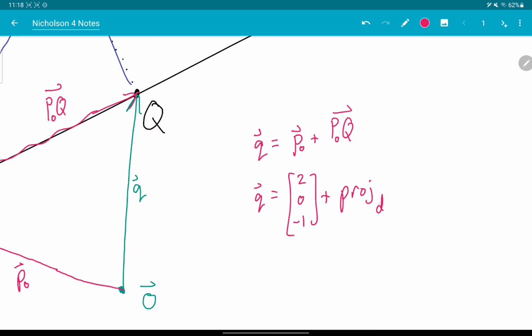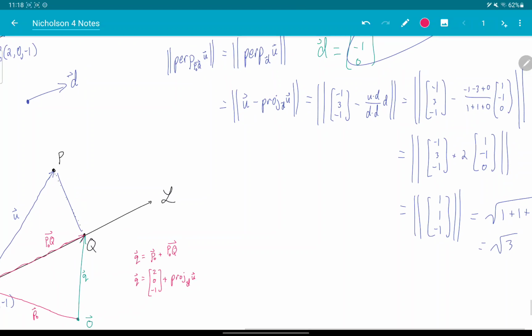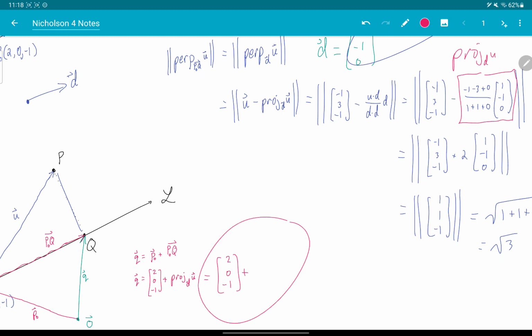Projection onto D of U, which we found in our calculation, which I have over here. So we found it here. So tracing it through, I see that it's right here. So I can copy it into my calculation down here. This fraction is minus 2. And then 1, negative 1, 0.